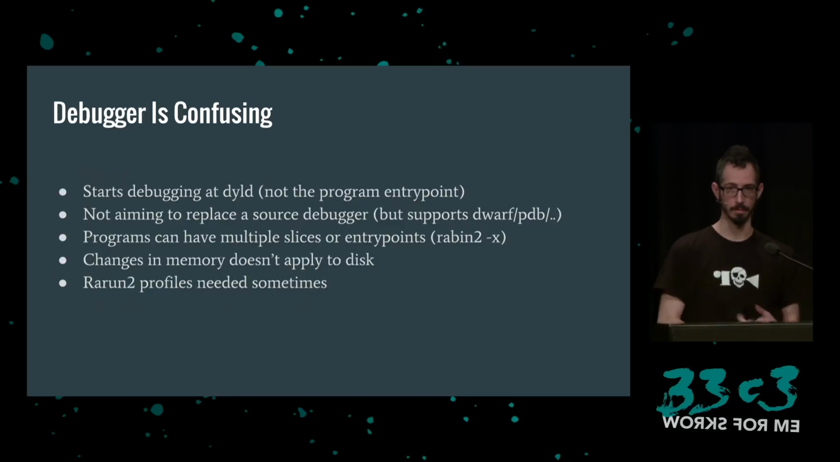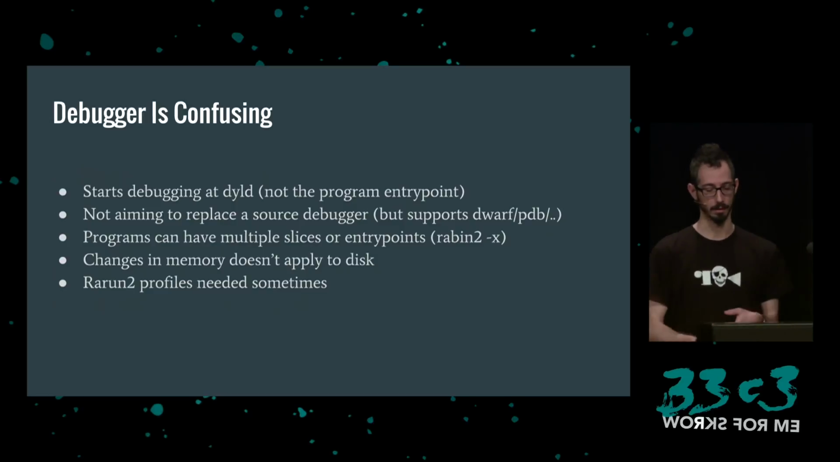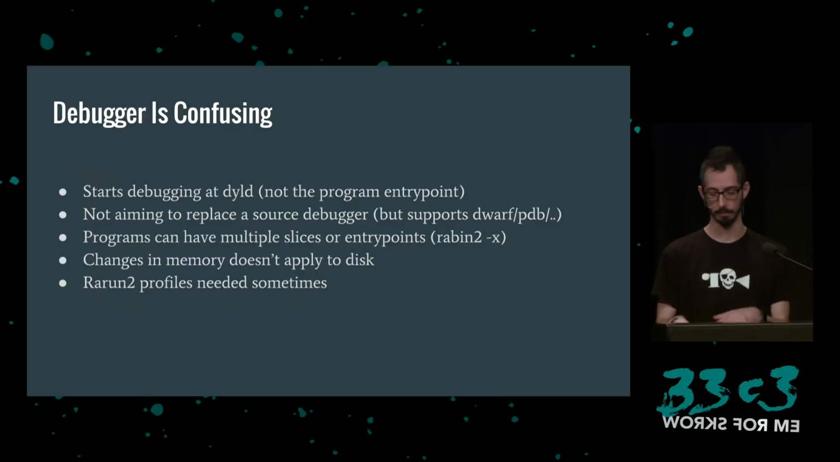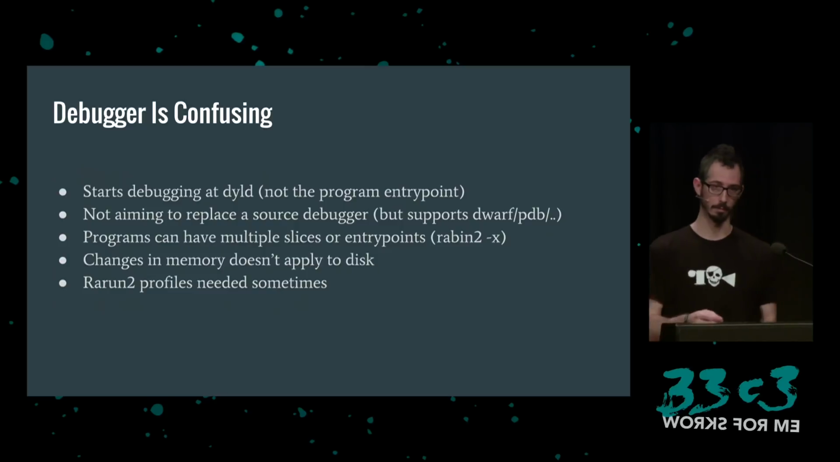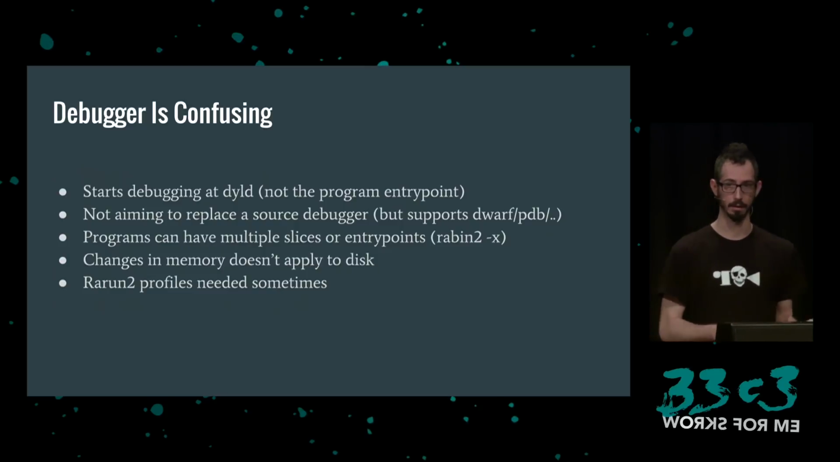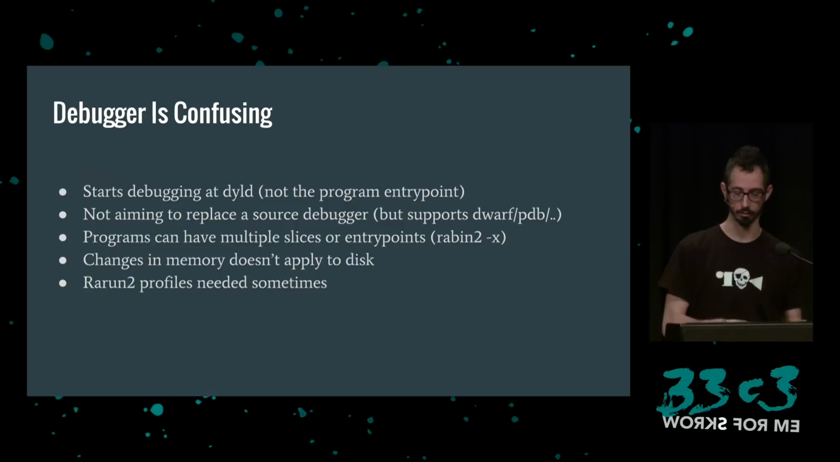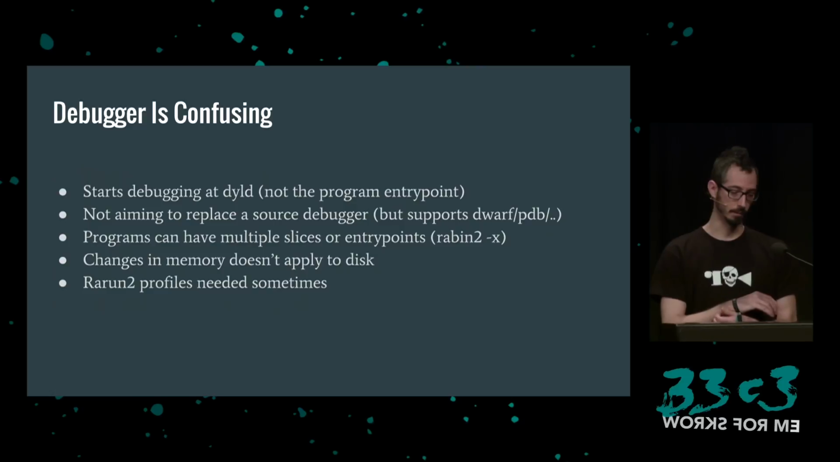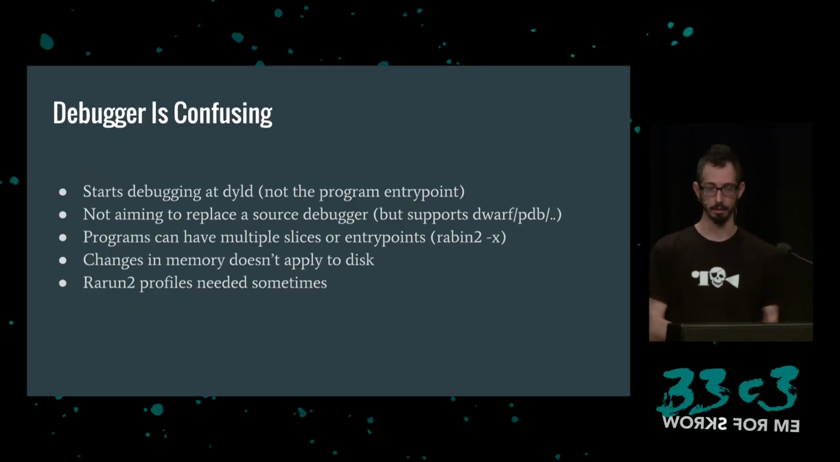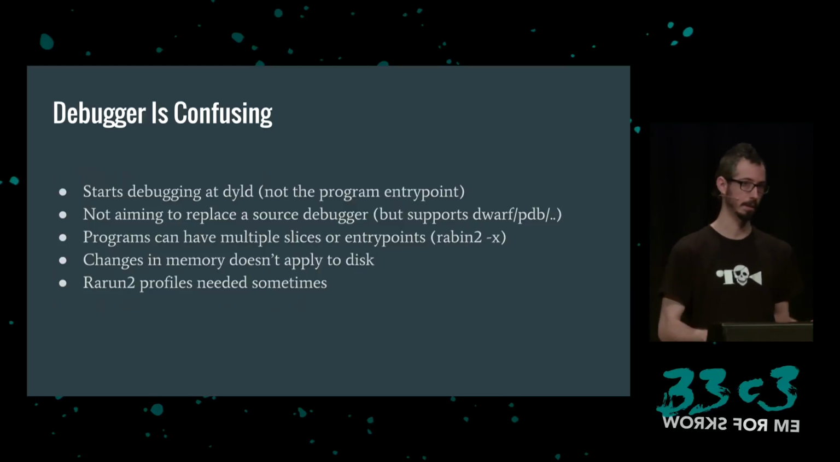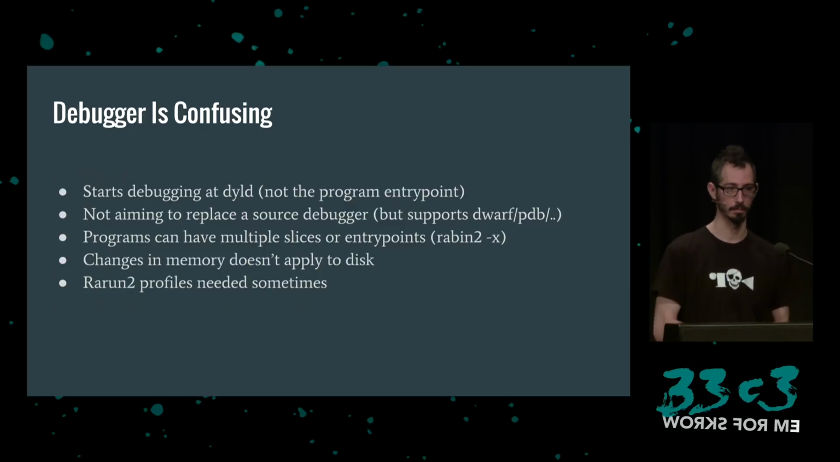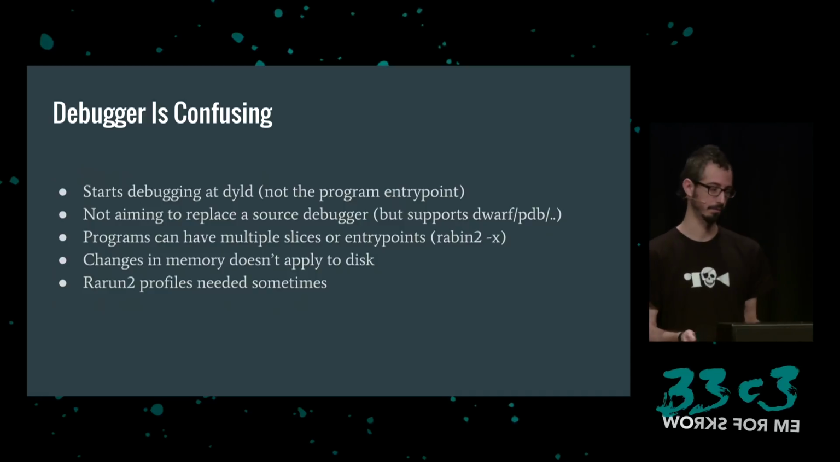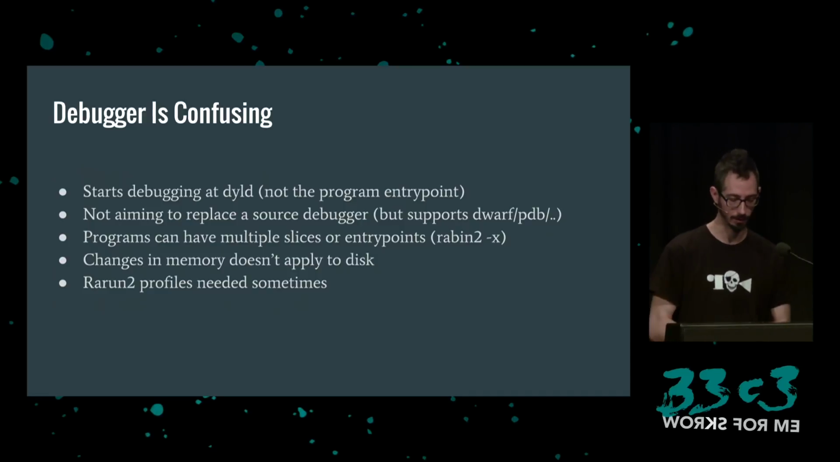So when you start debugging with Radare2, you are starting inside the dynamic loader of the system, not inside the entry point. The reason for this is that some file formats can exploit vulnerabilities inside the DLD and execute code before the entry point, or there can be more than one entry point. Also, there can be changes in memory that will not be applied to the disk. So some people complain that, hey, I'm patching the binary in memory and then executing the program, and the program is not patched. The reason for this is that you're patching the memory and not the binary itself.